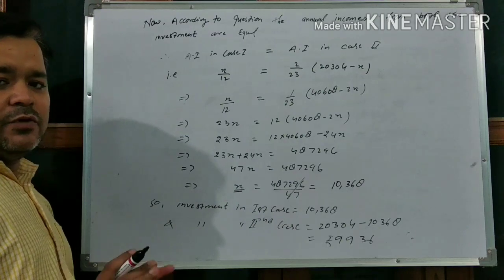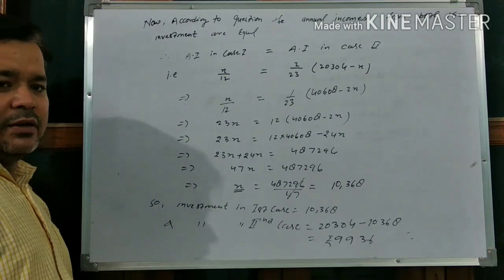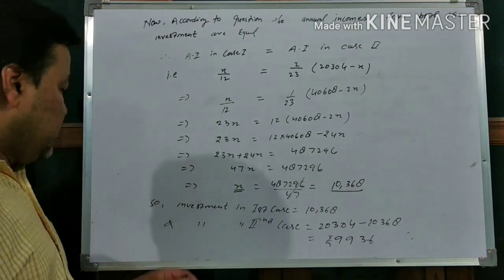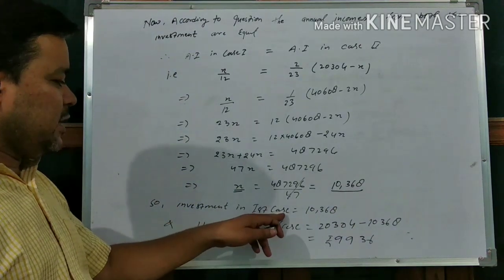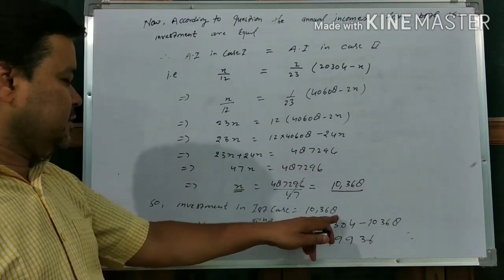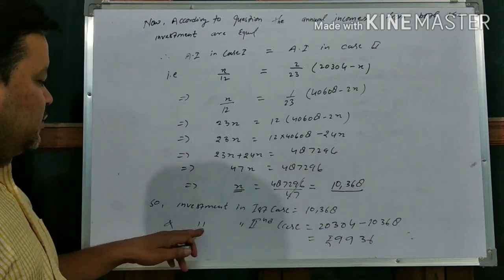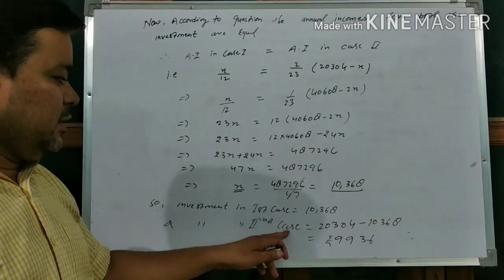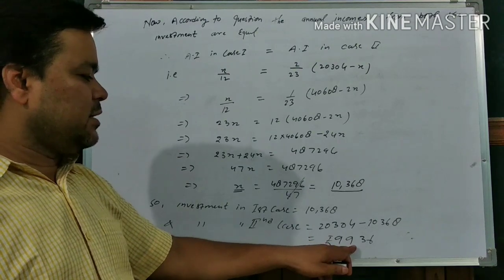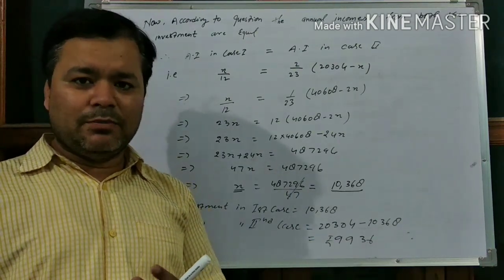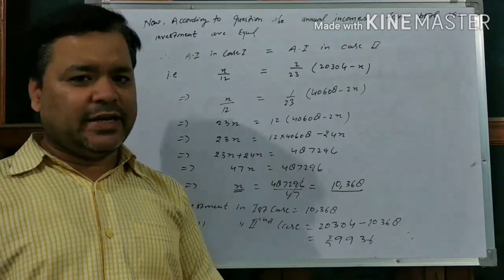What is x? Investment in the first company. That will be 10,368. Therefore, the investment in the first case, meaning the first company, is 10,368. Therefore, we can find the investment in the second case, meaning the second type of company, that will be 9,930. We can find the investment in the first company and the investment in the second company.